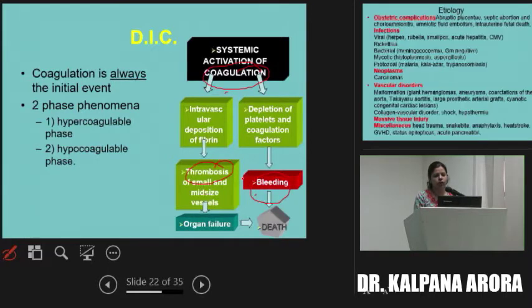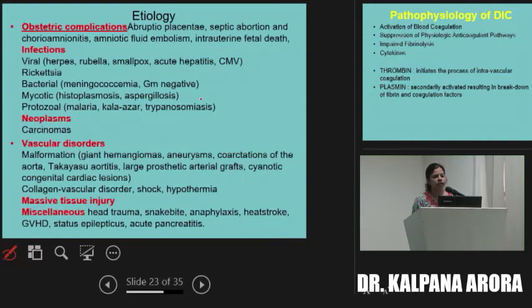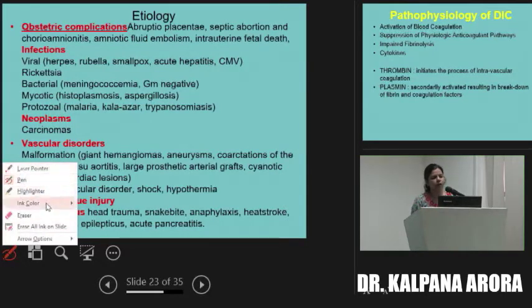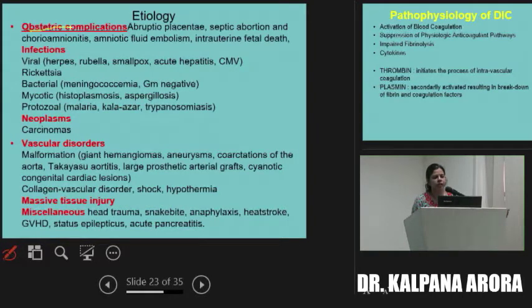Now, what is the etiology of DIC? Initially, obstetric complications were the most common cause leading to the development of DIC. All the postpartum complications like abruptio placenta, septic abortion, chorioamnionitis, amniotic fluid embolism, and intrauterine death are etiologies of DIC. In fact, in the earliest days, when cesarean section was not routinely performed, DIC was one of the most common causes of postpartum death. Because of all these complications, it was earlier one of the most common causes of maternal mortality.